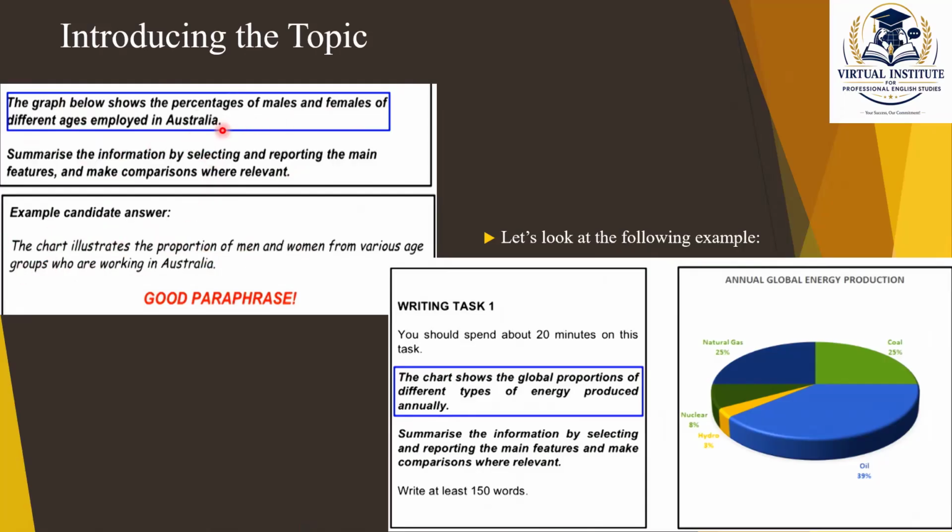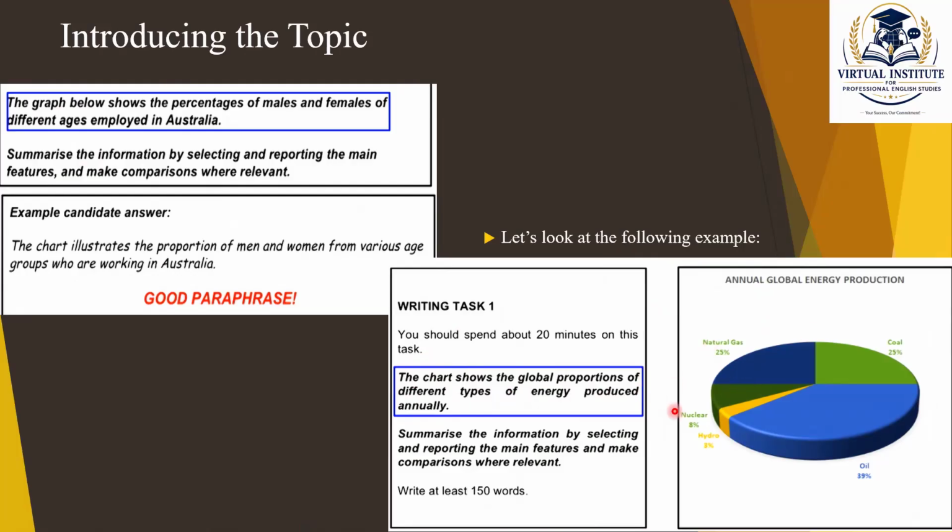Yes, sir. Is it clear? Now, look at the following example. The chart, this is the pie chart, right? Shows the global, but it does not tell you the pie chart. It only says the chart. So one of the ways to paraphrase it, you can say the pie chart illustrates, right? The pie chart shows the global proportions of different types of energy produced annually, right? This is the whole topic.